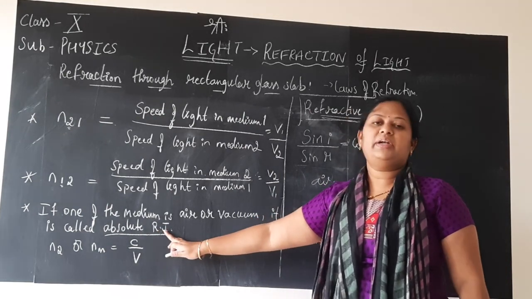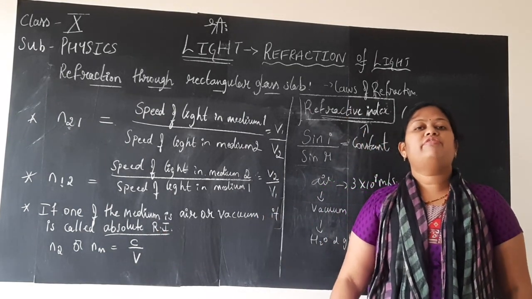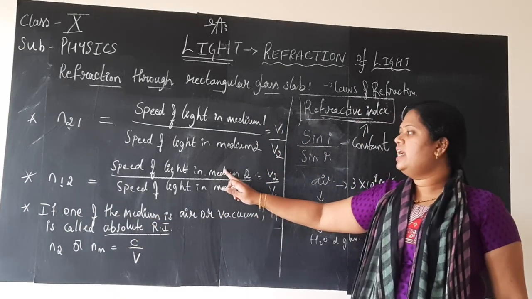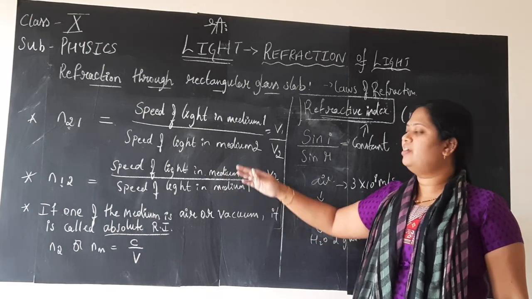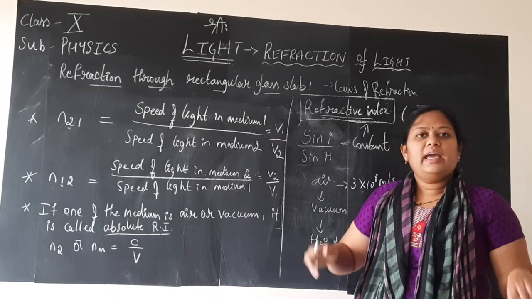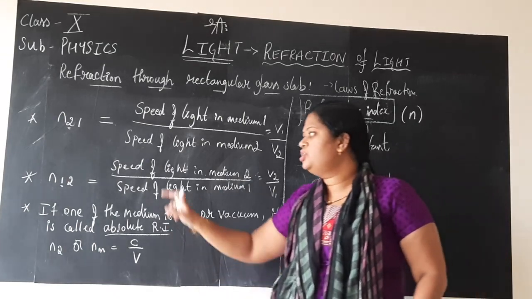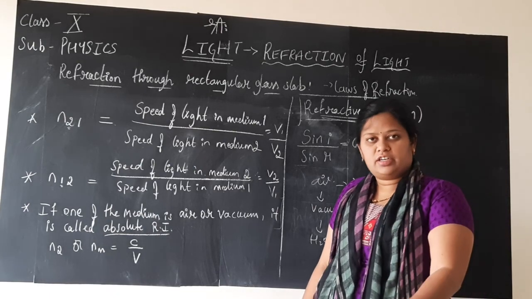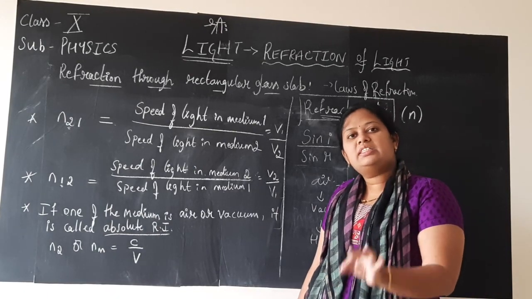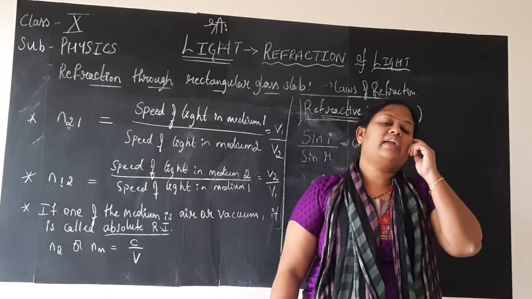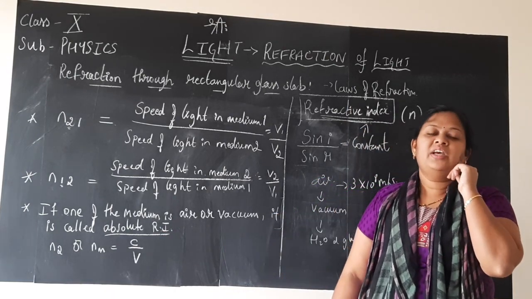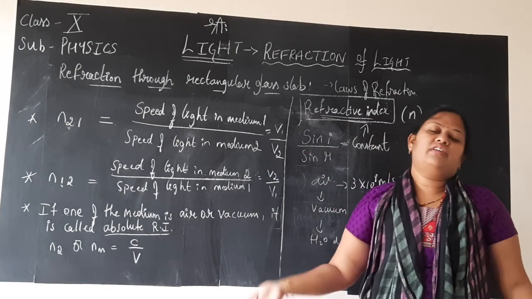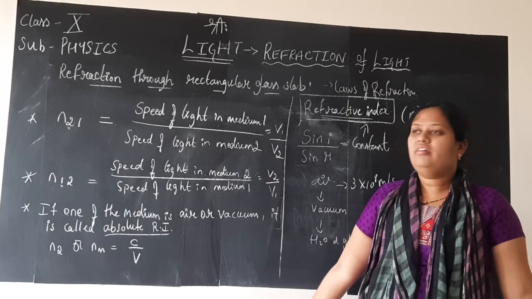Capital R, capital I is a representation for refractive index. Okay? If one of the mediums is air or vacuum, either in the numerator or the denominator, usually we consider it in the numerator always. If one of the mediums is air or vacuum, then that refractive index is defined as the absolute refractive index. This definition is important. If one of the mediums is air or vacuum, then the refractive index is called the absolute refractive index.